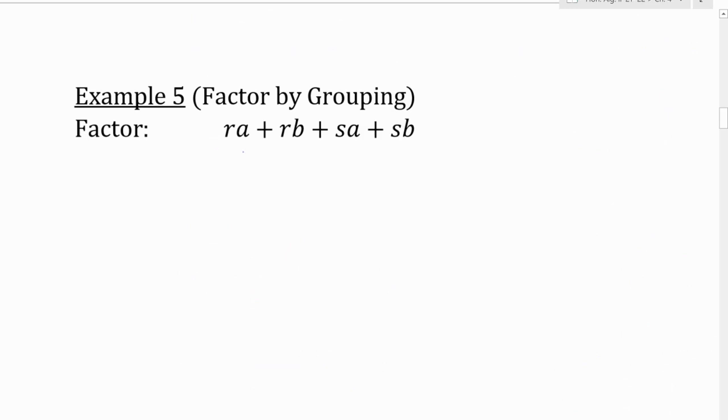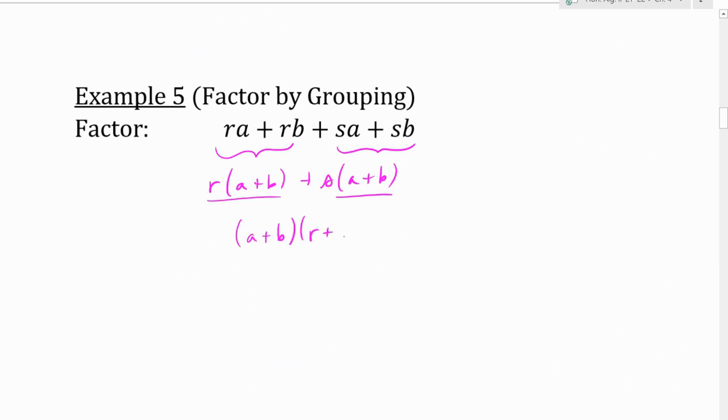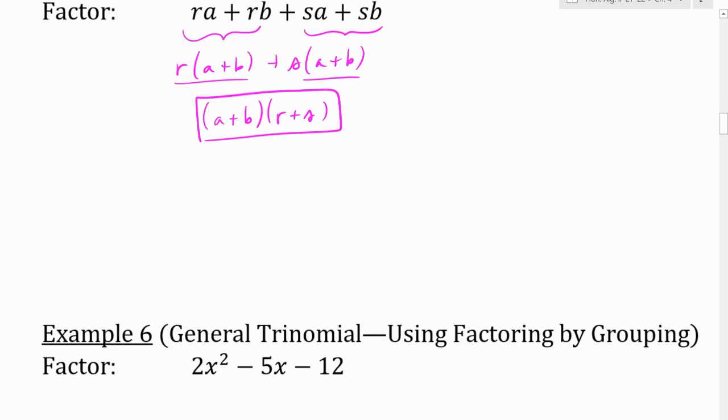Okay, factor by grouping. Again, this is a review. If we take out the r, take out the positive s, these two both have an a plus b in common, and it leaves an r plus s. Got it? This one, we're going to go over the exact same factor problem we did a second ago.